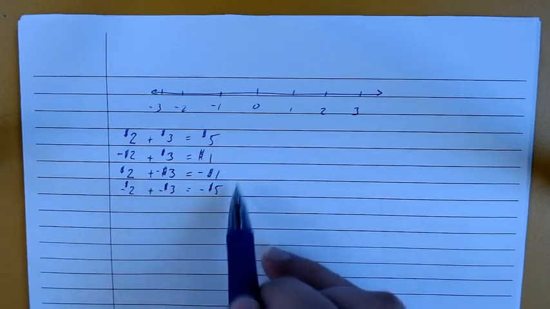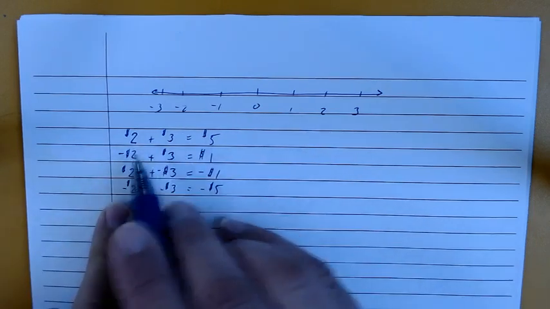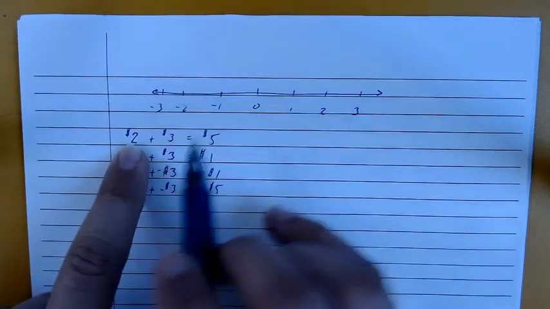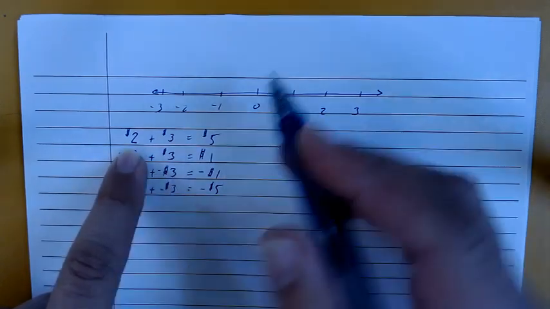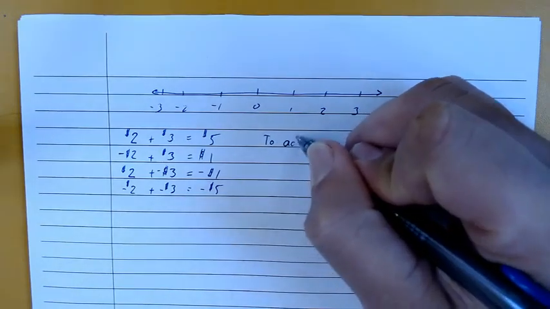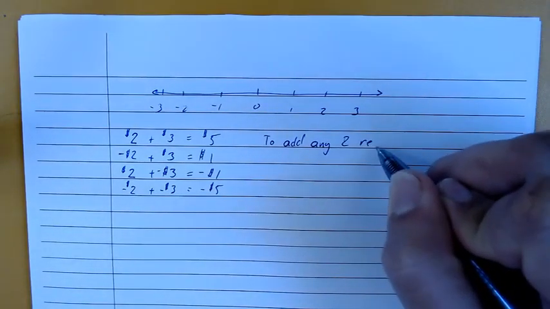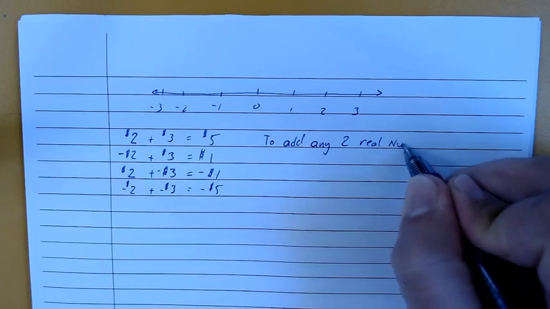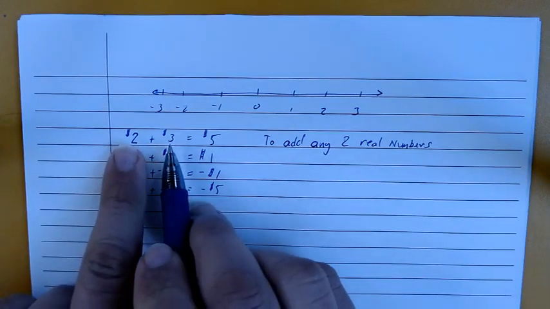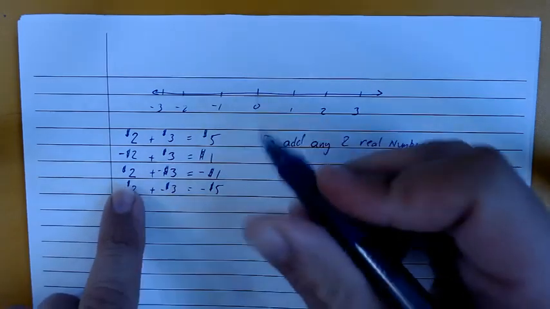Well, what we want to do is distill down this idea into a couple of simple rules. In fact, there's only two of them. Whenever you're going to add real numbers, whether you're adding just integers or fractions or decimals or anything else, this will be true for any sum of any two numbers. To add any two real numbers, what you want to do is compare their signs. If they're both positive or if they're both negative, that's one category.